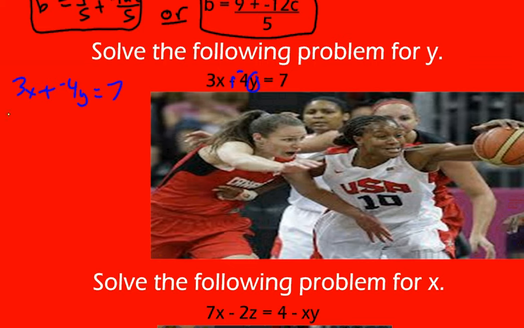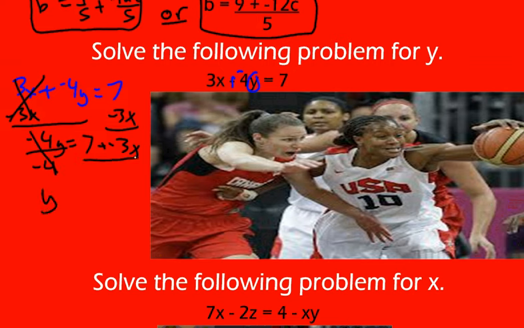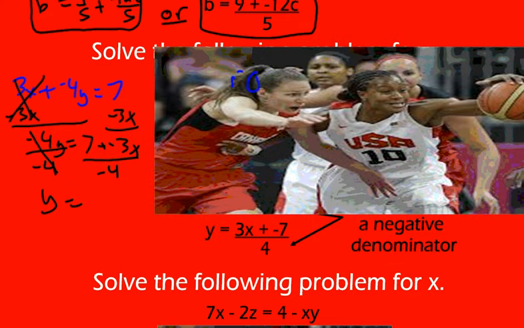And I'm just going to subtract the 3x that's added to it. So I have negative 4y left on the left side, and 7 minus 3x, which is 7 plus negative 3x. And then finally, there's multiplication here, and I'm going to divide to undo it. Divide by that number in front, which is a negative 4. And I have to do that on the right side as well. So, like I said before, you can leave it like this.